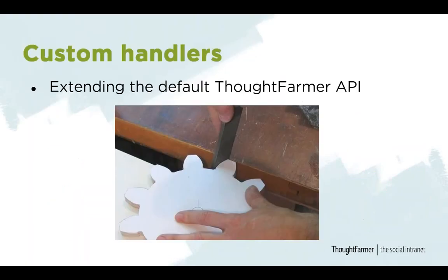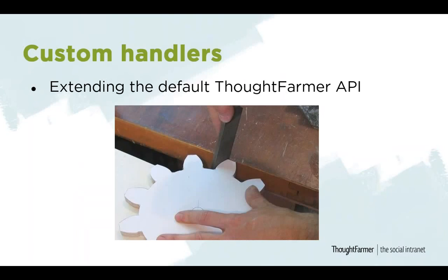The other one I'll just briefly go over, because a lot of people aren't aware that we can do this, is custom handlers. And the best way to describe this is just to say this is how we extend our default ThoughtFarmer API to do things that it might not do out of the box. Our REST API is fairly well documented on our support site, but if there's ever anything missing that your developers might run into, then a custom handler might actually be the job for that. And I can show you how to do that as well.